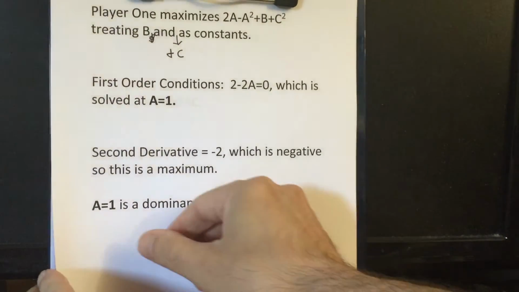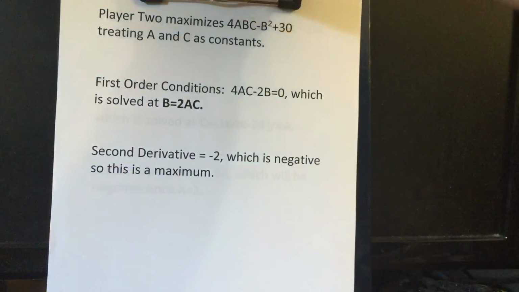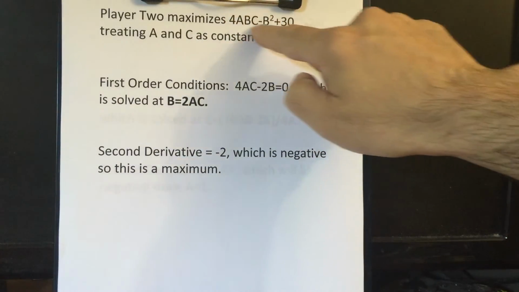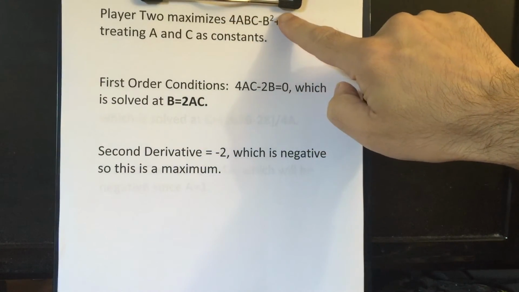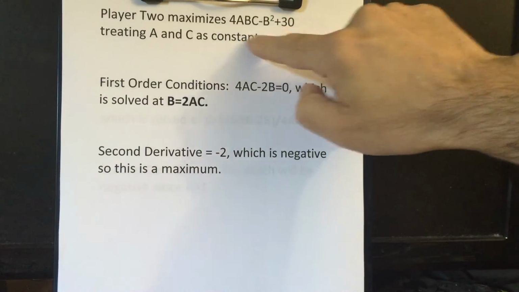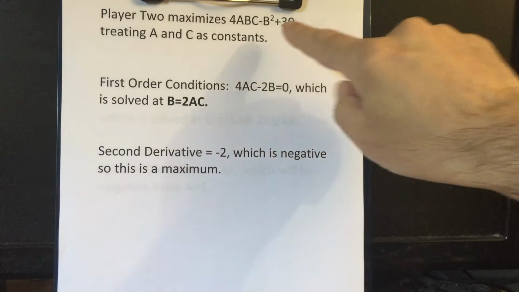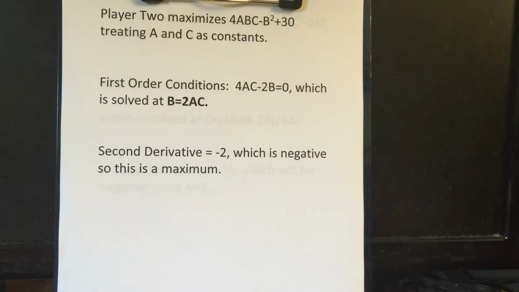All right, now let's turn to player 2. Player 2 maximizes his payoff, treating A and C as constants. Now, when player 2 maximizes his payoff, he's going to ignore this. By the normal rules of calculus, you take the derivative, this goes away. But also player 2 will be thrilled to get the 30 added to his payoff, but he'll say, I get the 30 no matter what. My choice of B has no effect on this 30, so I'm going to ignore that 30 when picking my optimal B. And that's what the normal calculus maximization will do.